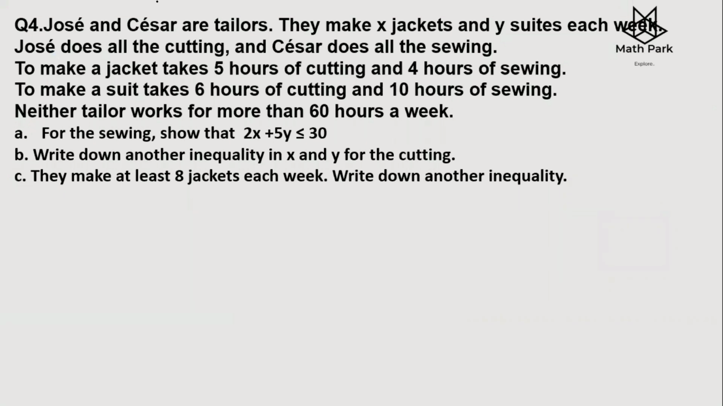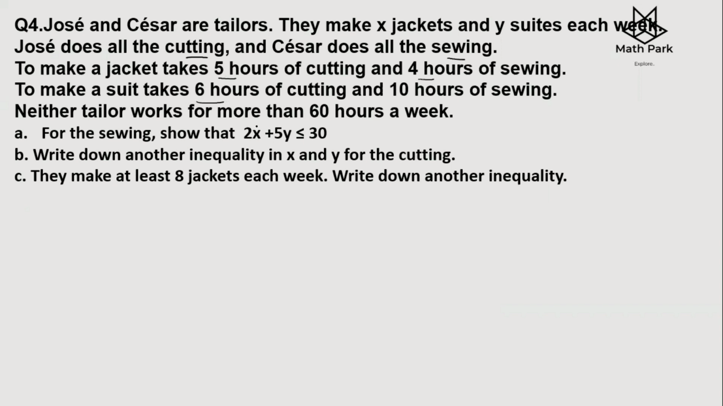The last question: Jose and Caesar are tailors. They make x jackets and y suits each week. Jose does all the cutting and Caesar does all the sewing. To make jackets, it takes 5 hours of cutting and 4 hours of sewing. To make suits, it takes 6 hours of cutting and 10 hours of sewing.